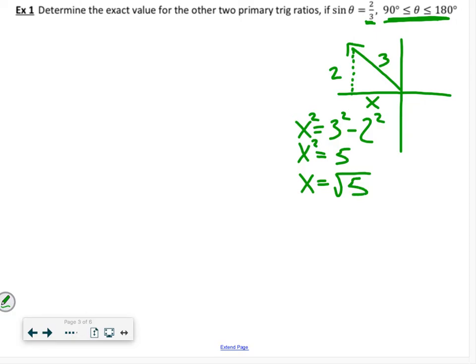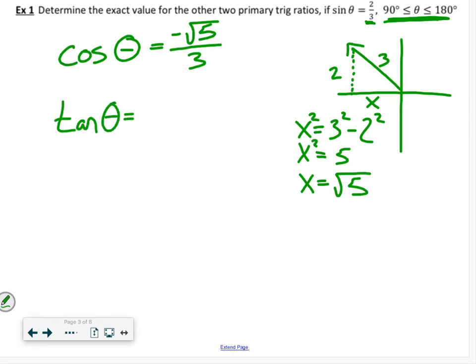Well, that's going to help us with our trig ratios, because we know that cos theta would then be equal to, and we're in that second quadrant, it says between 90 and 180, so we know it's going to be negative. And cos theta is going to be negative root 5 over 3. Okay, so tan theta, again, is going to be negative, and it's going to be 2 over root 5.